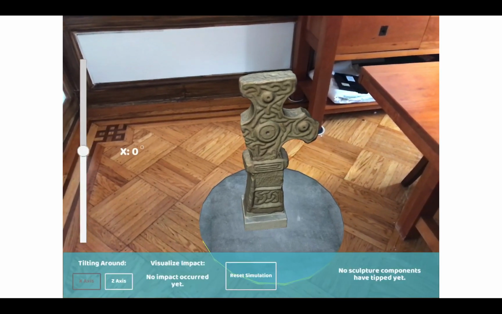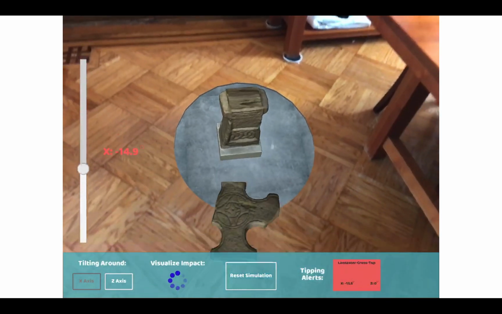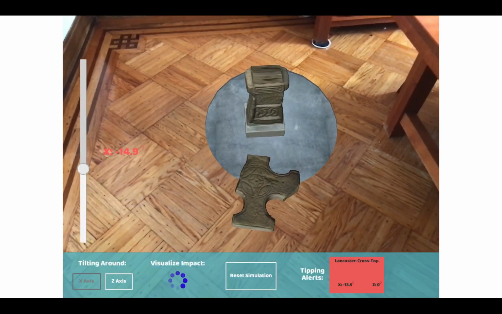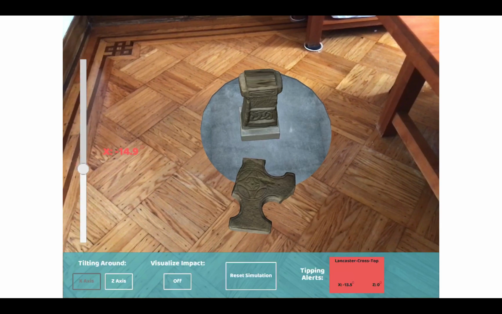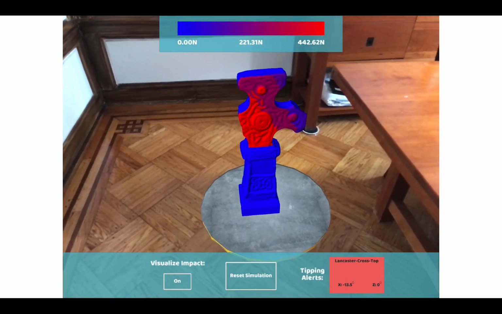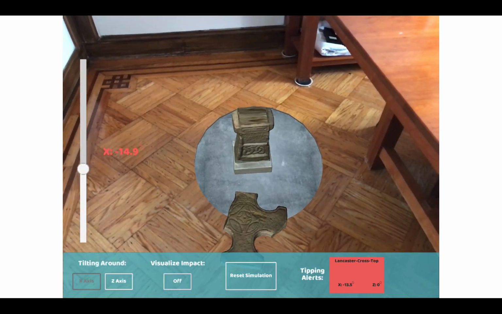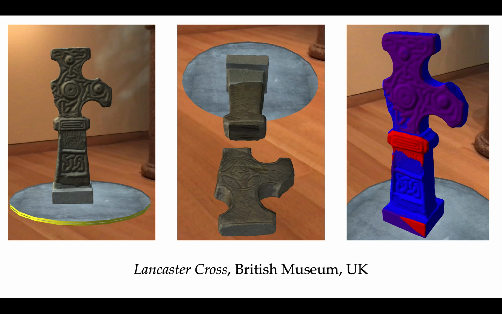In the dynamic analysis, the user starts by tilting the ground until the top segment of the sculpture falls over. This occurs at an X angle of negative 13.5. Then the user is able to visualize the ground impact severity. We approximate widely propagated cracks with a planar slice through the sculpture. This allows our dynamic analysis to simulate each sculpture segment separately.